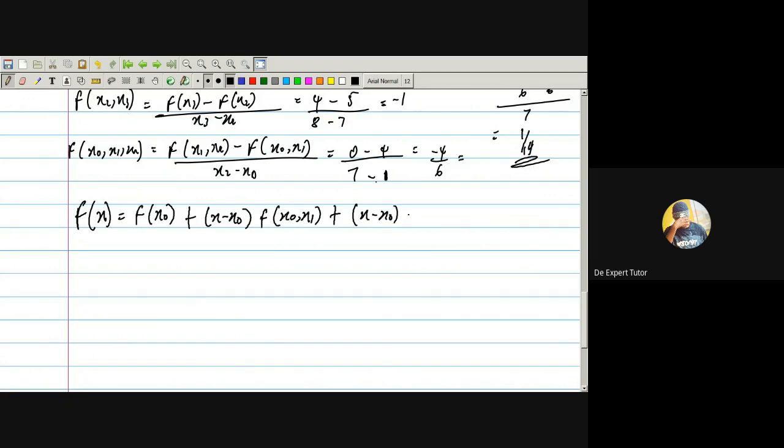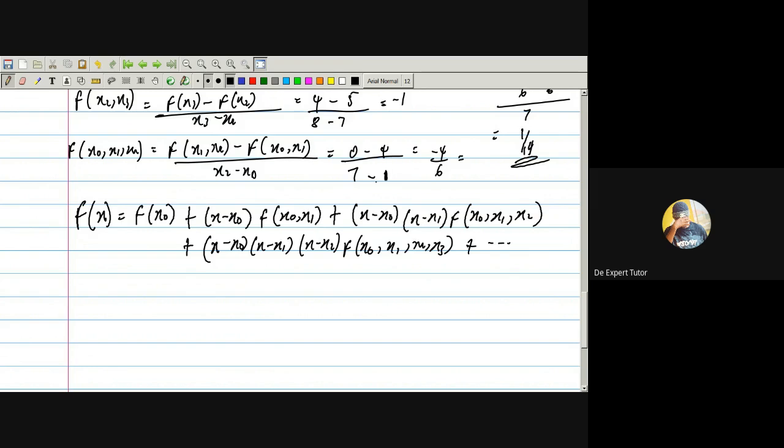Then plus x minus x naught, x minus x1, f of x naught, x1, x2. Then plus, look at the pattern. Observe the pattern now: x minus x naught, x minus x1, x minus x2, then f of x naught, x1, x2, x3, then plus and so on. So you continue like that. You can see this one has no coefficient, you have a coefficient of 1. This one is x minus x naught, then x minus x naught, x minus x1, then x minus x2.